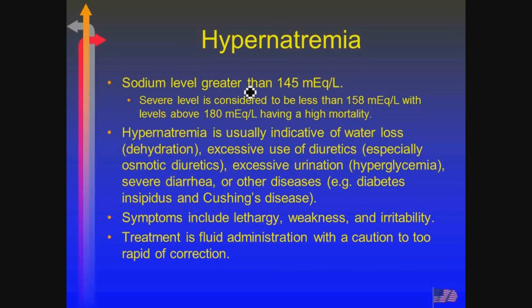Hypernatremia is typically the opposite end of the spectrum, usually caused by dehydration, especially if we're looking at a group of diuretics called osmotic diuretics that we'll talk about next time. They have huge shifts in water and, in the process, sodium. Anytime you have excessive urination, like you would have with diabetes, either diabetes mellitus or diabetes insipidus, and obviously I just want to correct it with fluids.